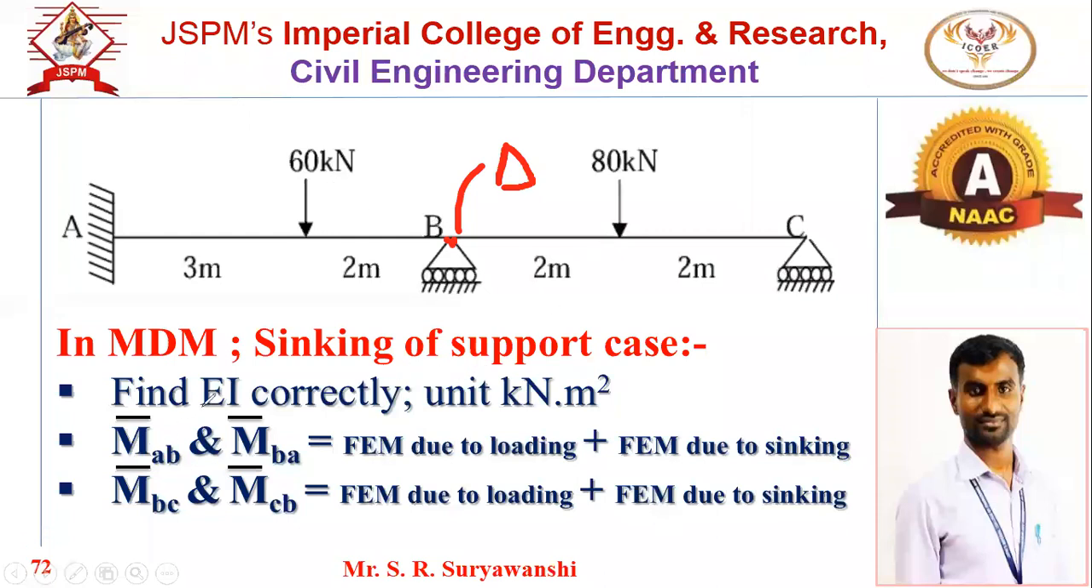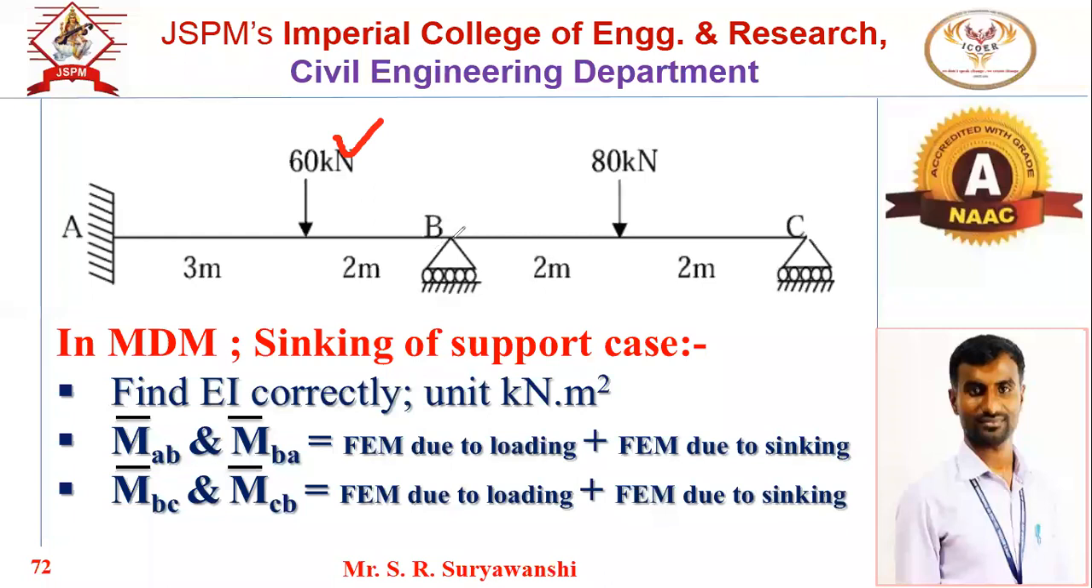Initially, we have to find out the EI value correctly, E into I, and the unit should be kilonewton into meter square. Remember, the unit of EI should be in kilonewton into meter square. And the next case is the fixed end moment, the actual analysis. So the fixed end moments M bar AB as well as M bar BA are equal to the fixed end moment due to this loading condition plus the fixed end moment due to the sinking of support.